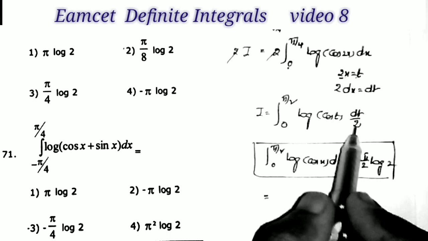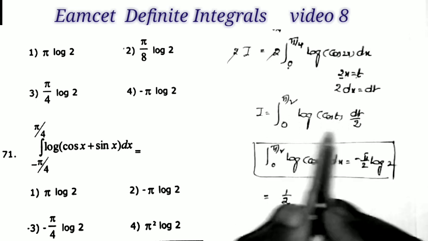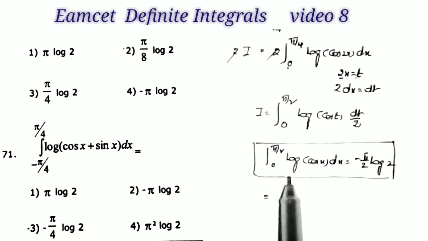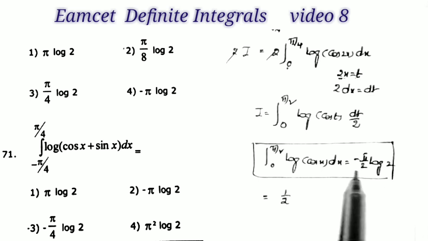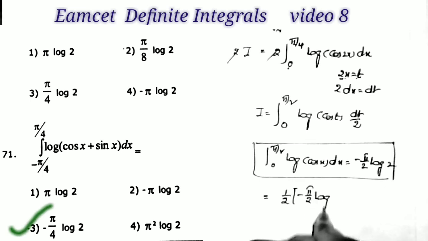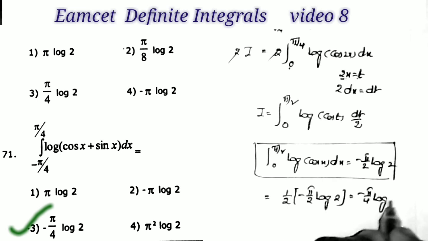Now what is the constant here? 1 by 2. Writing the constant before the integration, what is the remaining value? This is nothing but the integral 0 to pi by 2 log of cos x into dx. So that part's answer is minus pi by 2 log 2. So the final answer is minus pi by 4 log 2. Okay, that's all. And this is the third option.